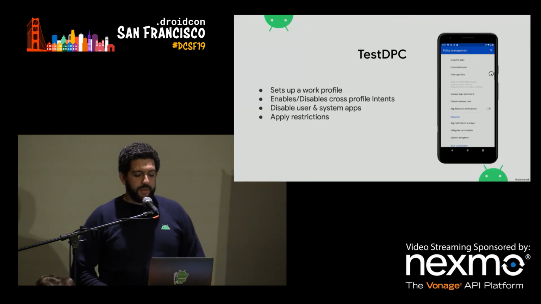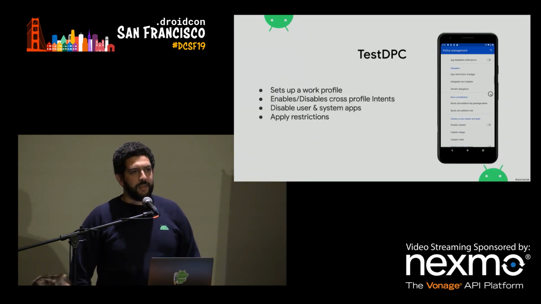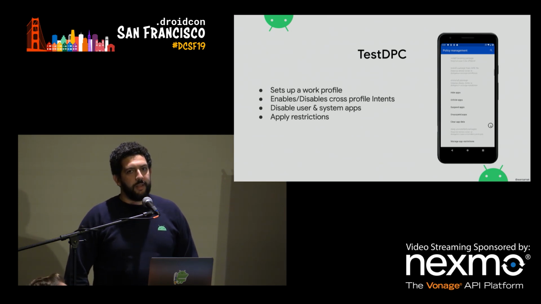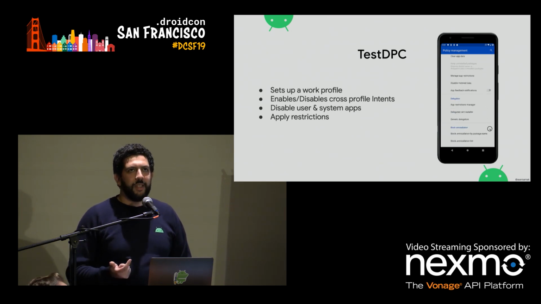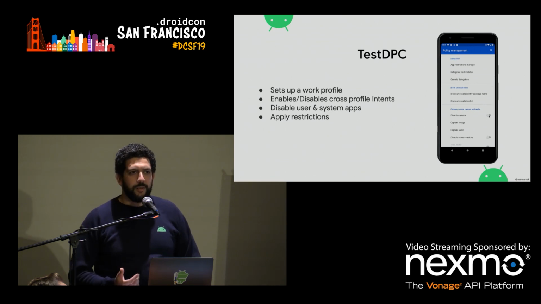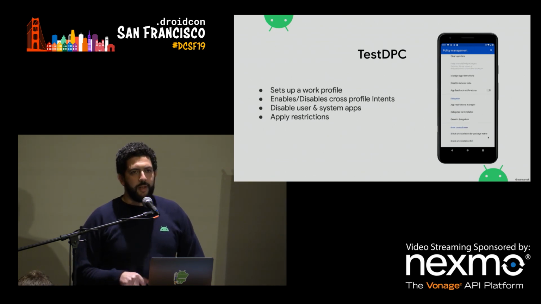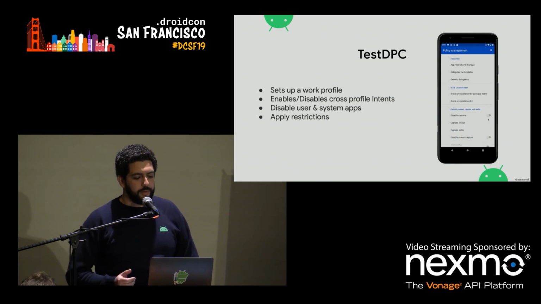Well, luckily, Google's built this really cool app called Test DPC that you could download today from the Play Store. What it does is two things. It sets up a fake or a dummy work profile for you. So you would actually have a managed Play Store. You would have your own work profile that you could switch back and forth to.